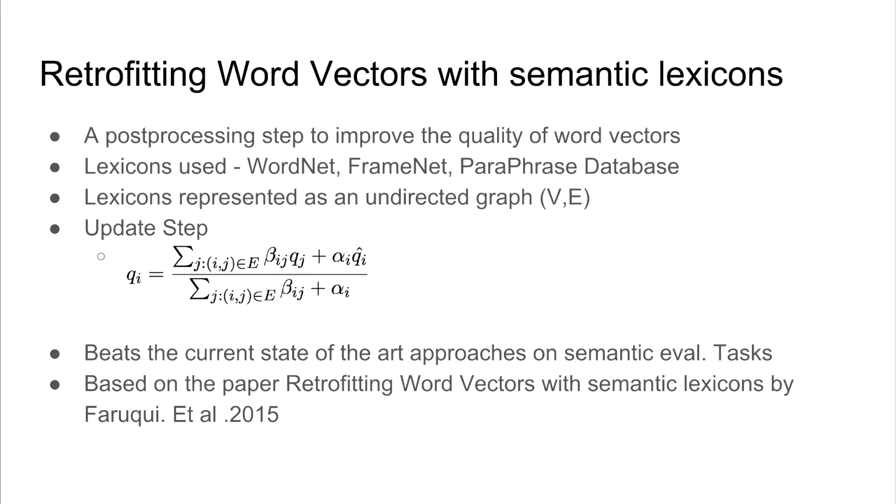The next thing I wanted to talk about was retrofitting word vectors with semantic lexicons. This is a post-processing step which is used to improve the quality of word vectors. The lexicons used here are WordNet, FrameNet, and the paraphrase database. So in this algorithm, lexicons are first represented as an undirected graph, and then the existing word vectors are updated to their new values by using that update step. I will discuss the math behind this in the paper. According to the authors of the paper, this model is quite fast and it beats the current state of the art methods in semantic evaluation tasks.